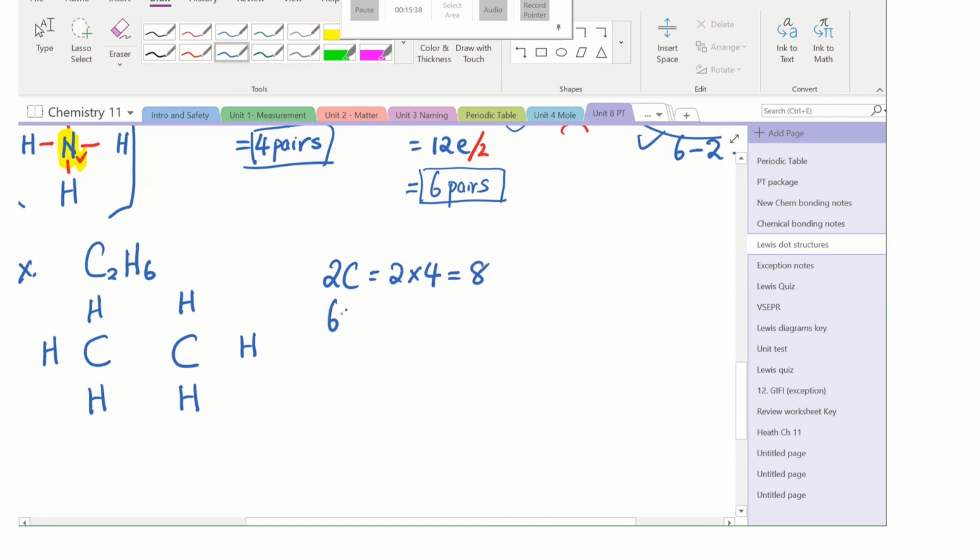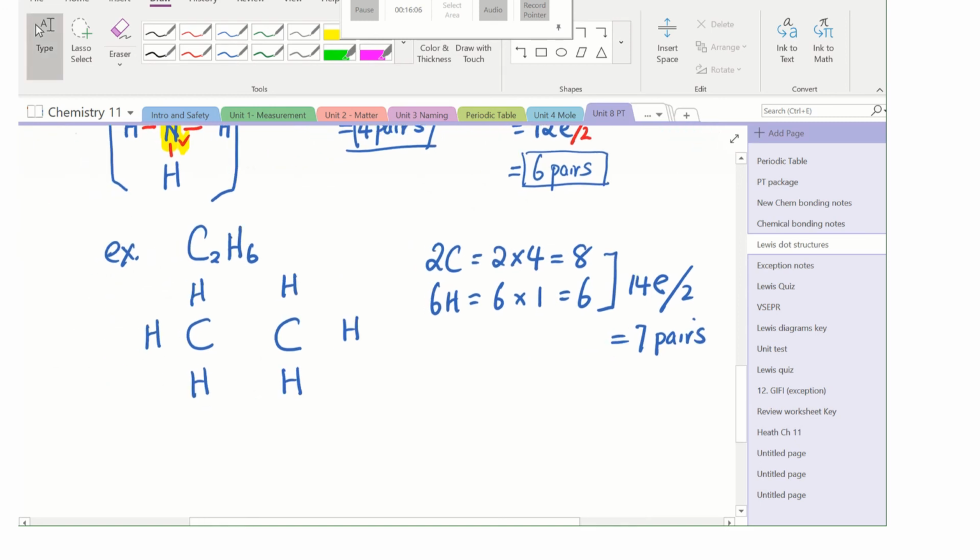I have 6 hydrogen, 6 times 1, that will give me a total of 6. Okay, so let's add them up, 14. 14 valence electrons. And we're going to divide them in pairs. We always want to deal with pairs. So divide it by 2, that will give me 7 pairs. So in this case, 7 pairs.